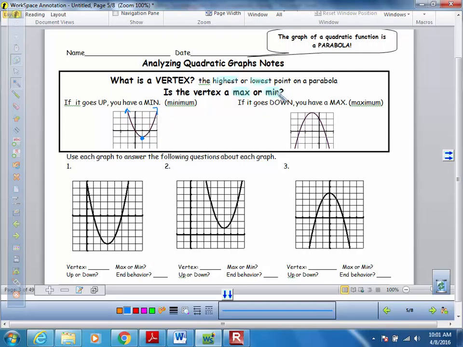Okay? If it goes down, that means it has a maximum. So here is our vertex. Here is the highest point it's going to be, and it's going to be going down forever and ever. Does that make sense? Okay?